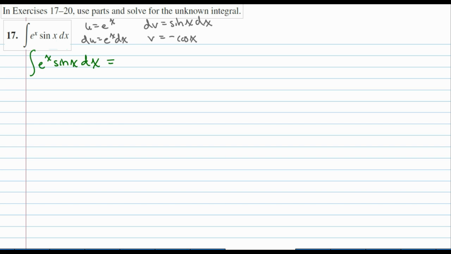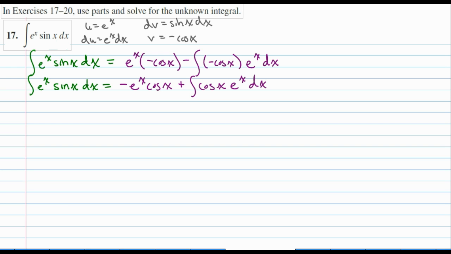Now I already know that this is going to be a situation where I'm going to have to do integration by parts and then solve for the unknown, because I can see that e to the x and sine of x aren't going to diminish as I take the derivative. So I put the integral of e to the x sine of x dx equals, and now I'm going to do my integration by parts. So u times v minus the antiderivative of v times du, and then simplify a little bit.